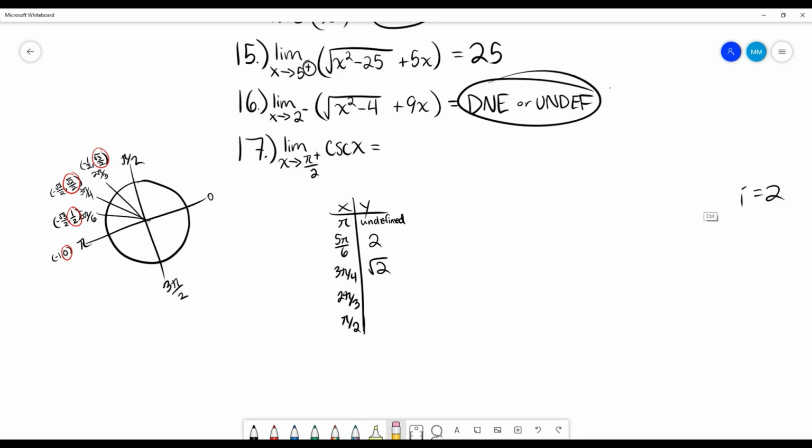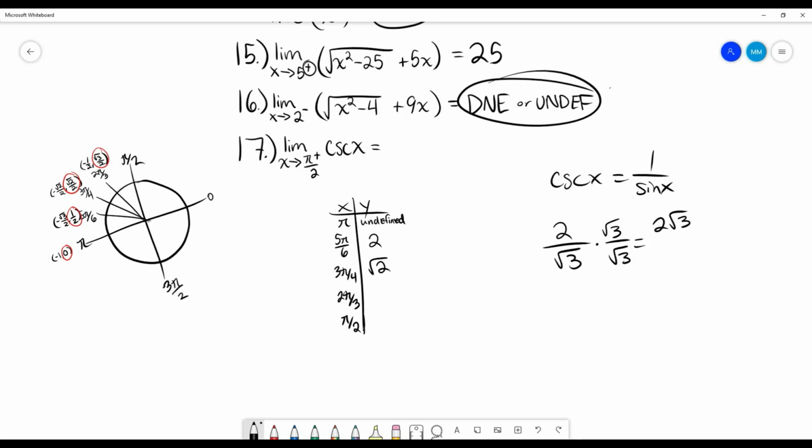Let's continue. Oops, I didn't mean to erase that. Okay, I'll just rewrite it. So remember, cosecant x is 1 over sine. All right, now we want to plug in that 2 pi over 3, where our y value is square root of 3 over 2. So it's going to be 1 over square root of 3 over 2, or just flipping our fraction, so 2 over square root of 3, which we want to rationalize per usual, which is this.